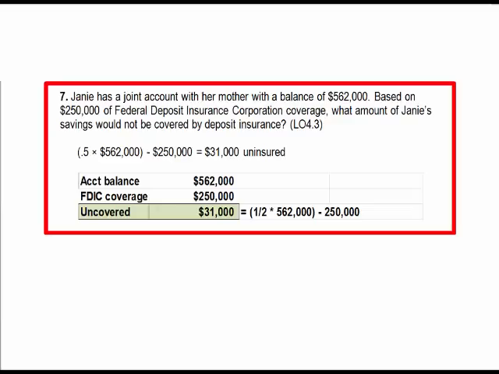Janie has a joint account with her mother with a balance of $562,000. Based on the $250,000 of federal deposit insurance coverage, what amount of Janie's savings would not be covered? Half of the $562,000 minus $250,000, so $31,000 would not be insured.